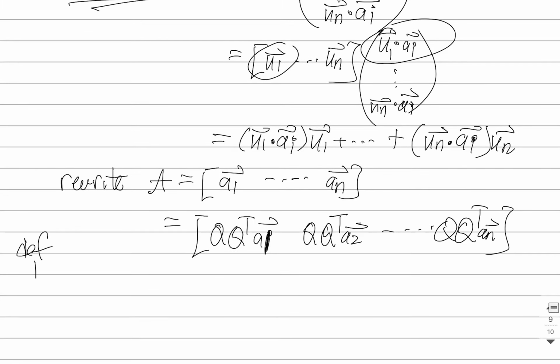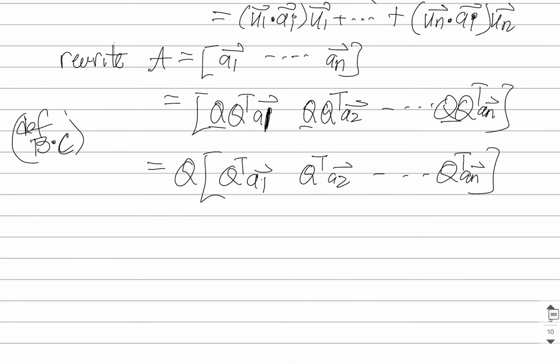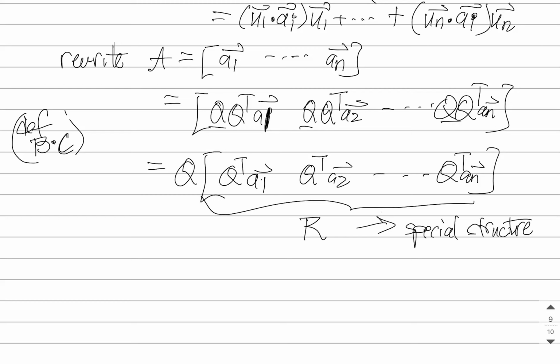By definition of a matrix-matrix product, if there's a Q in front of all of these, that Q gets to go out front, and then I'll have QT A1, QT A2 as the second column, all the way down to QT AN. Okay, this matrix I'm going to call R. Now this matrix R has a special structure. What is it? Okay, let's just study it one vector at a time.